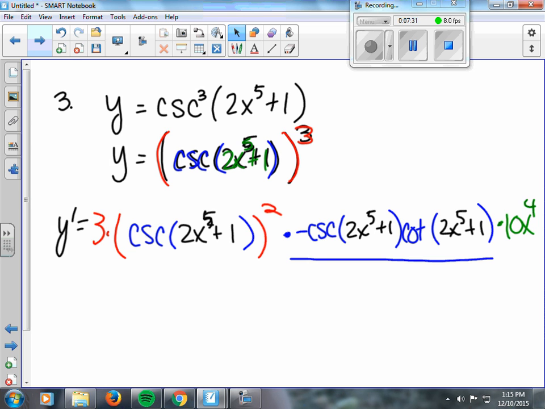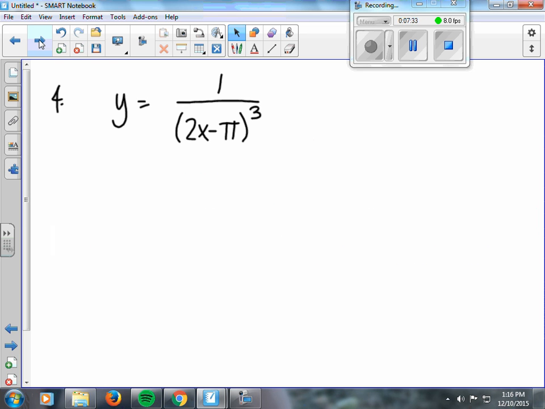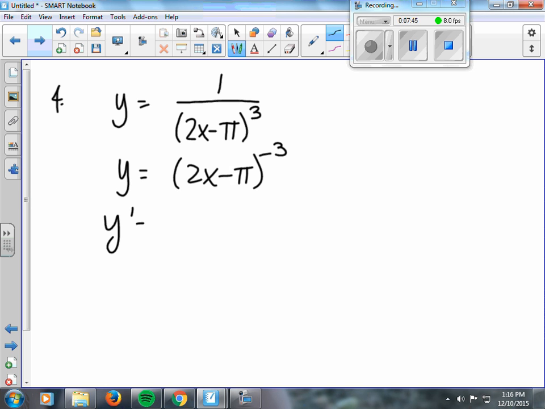Okay, next. I'm going to rewrite this one with a negative exponent so that I don't have to use the quotient rule. Okay, now when I take this derivative, I'm going to use the power rule. So my outsidemost layer is a negative 3 power. That's negative 3, and then I subtract 1 to the negative 4. And my inside is a 2x minus pi.